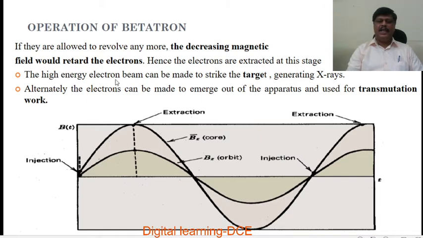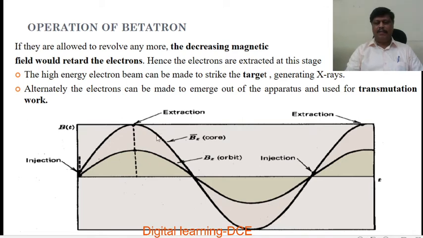The high energy electron beam can be made to strike the target, generating X-rays. Alternately, the electrons can be made to emerge out of the apparatus and used for transmutation work, that is, to change one element into another element.